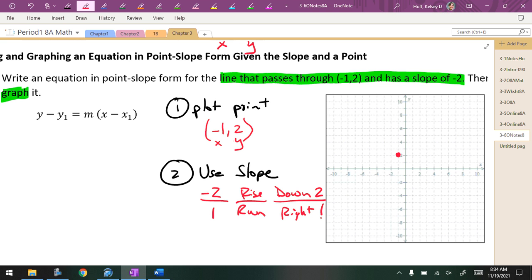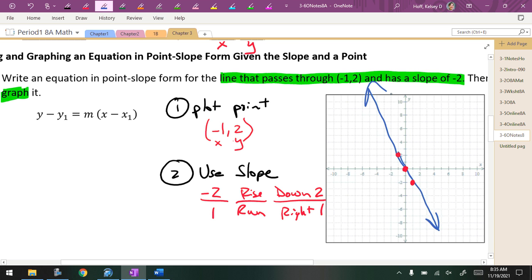Okay, so you have this point plotted, right? Put your pencil on that point. Now what do you got to do? Down 2 and right 1. Put a dot. Should be right at 0, 0, aren't you? Let's do it one more time. Go down 2, right 1. Then technically you could draw your line.